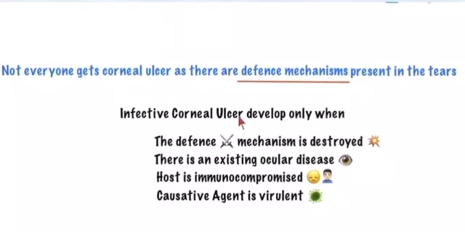Infective corneal ulcers develop only when the defense mechanism is destroyed in the person, or if there is an existing ocular disease, or if the person is very weak and his immunity is very low, or if the agent causing the disease is virulent. So these are the risk factors, the areas where you can find an infective corneal ulcer.